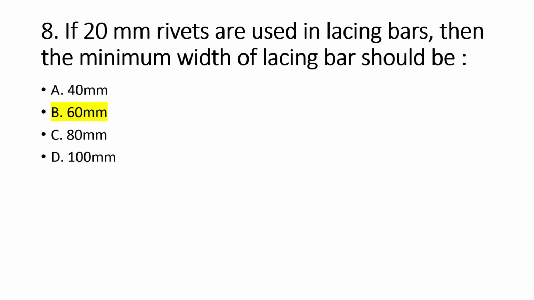For 18 mm rivets, the width of lacing bar will be 55 mm, and for 16 mm diameter we have a width of lacing bar of 50 mm. So in this question, it has been asked that 20 mm rivets are used, so we have our width of lacing bar as 60 mm. It is direct from the Indian Standard 800:2007, so you have to keep in mind this clause. Move on to the next question.